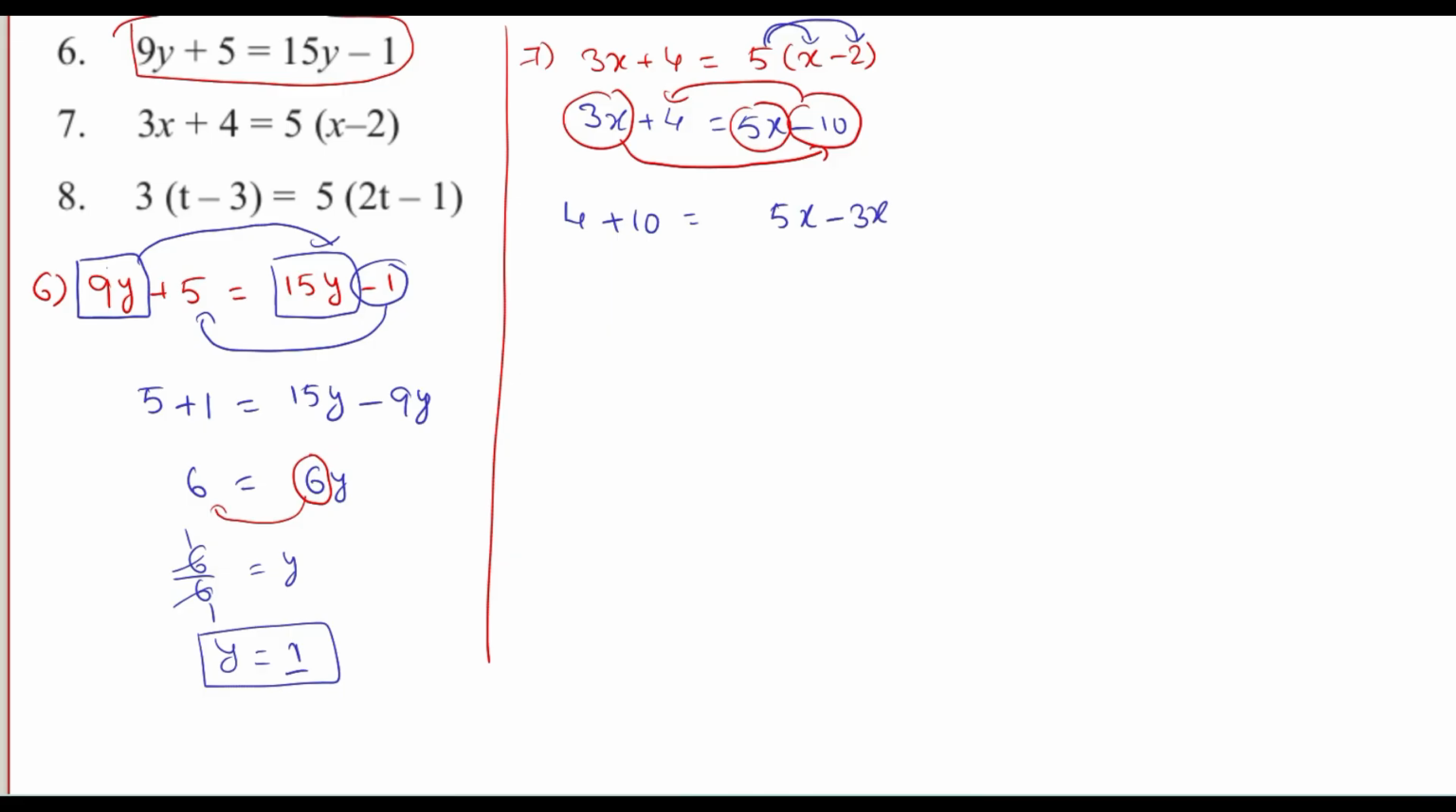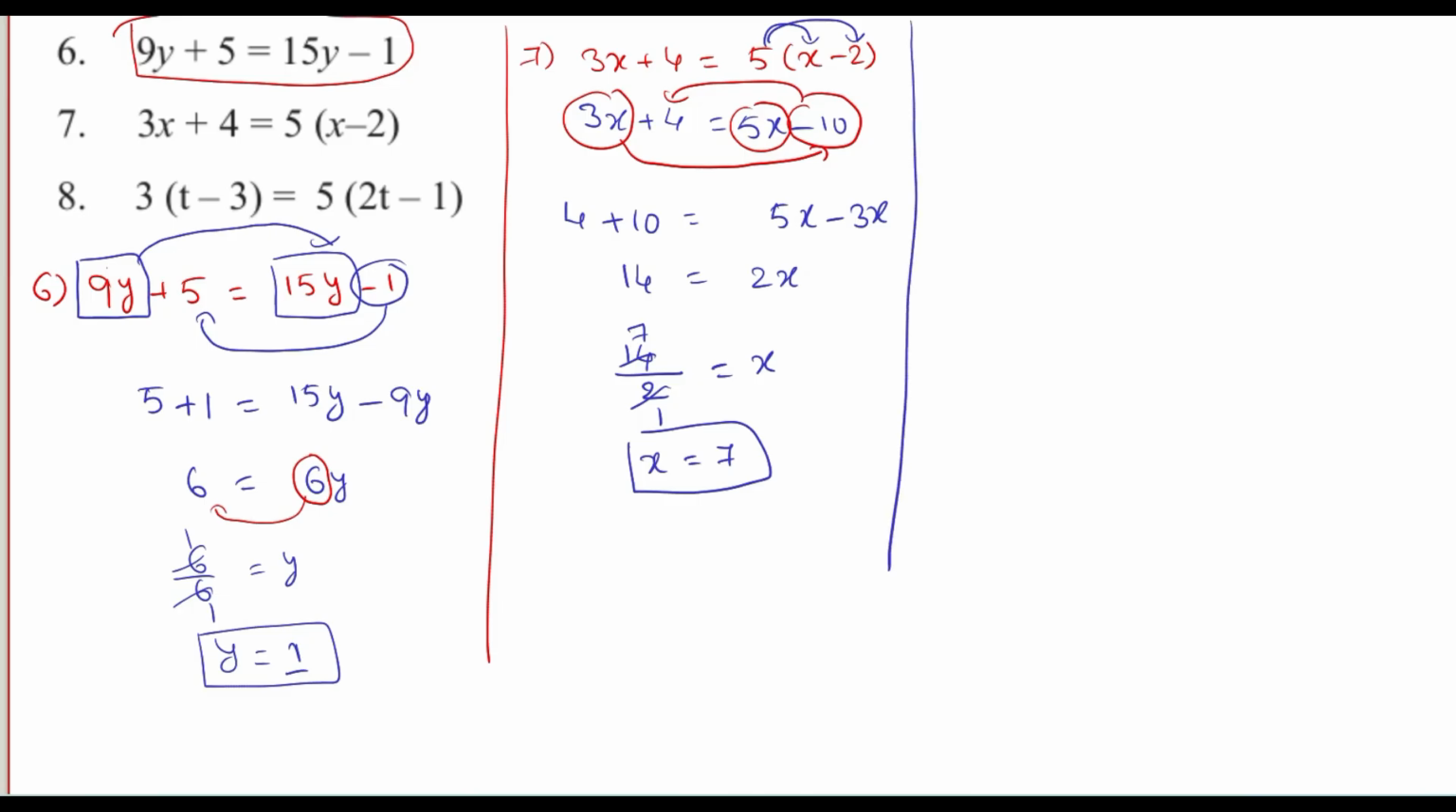From this, 4 plus 10 is 14, which equals 2x. Here 2 is a multiplier to the x, and transposing this multiplier to the other side of the equation makes it a divisor. So x equals 14 by 2, that is 7. So from this we get the x value as 7. So what is the solution for the seventh question? It is x equals 7.